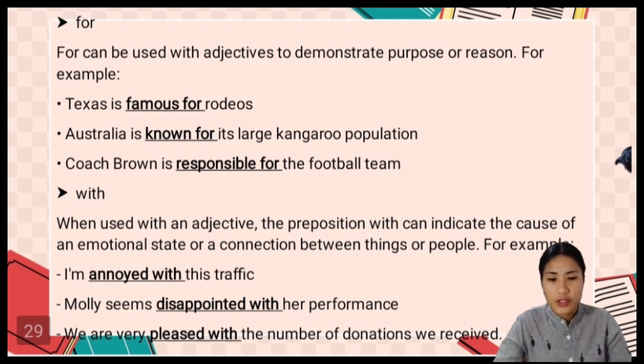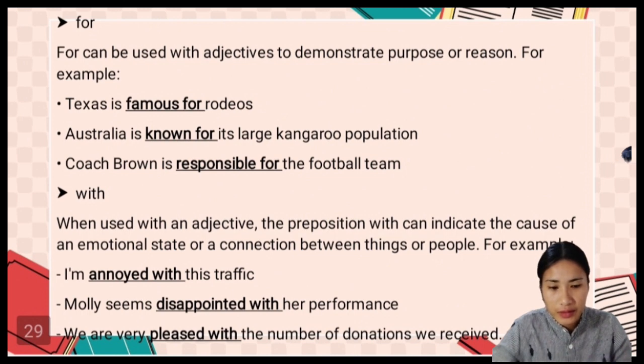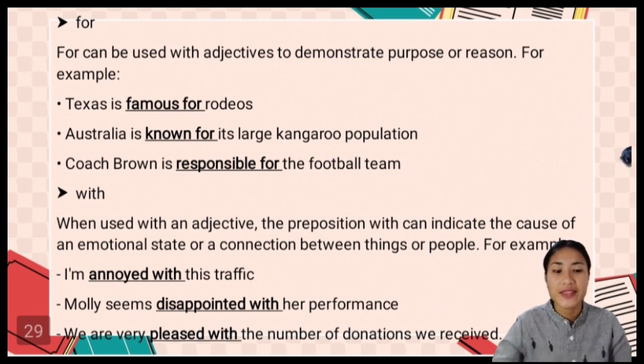Alright, let's continue with preposition with in adjective. When used with an adjective, the preposition with can indicate the cause of an emotional state or a connection between things or people. So we can see the preposition with can indicate the cause of an emotional state or a connection between things or people.